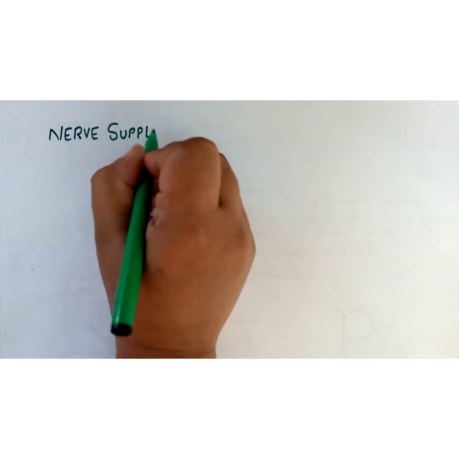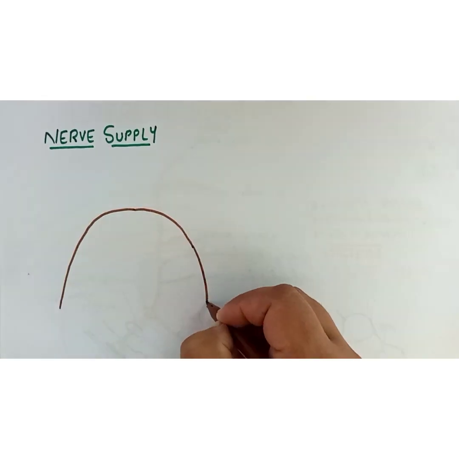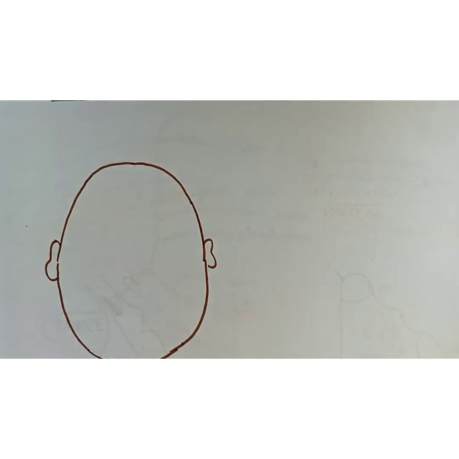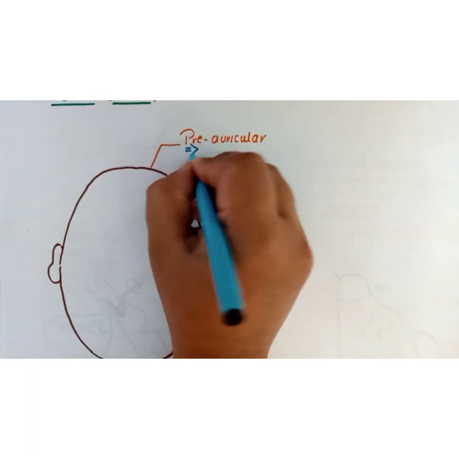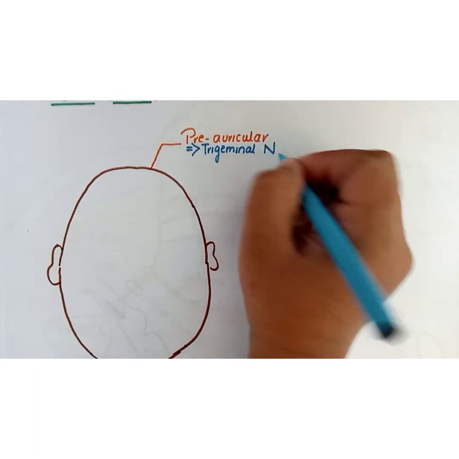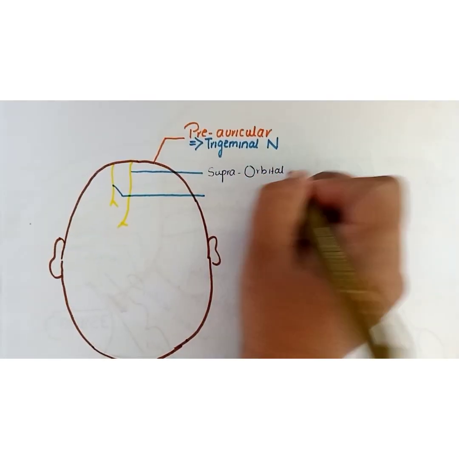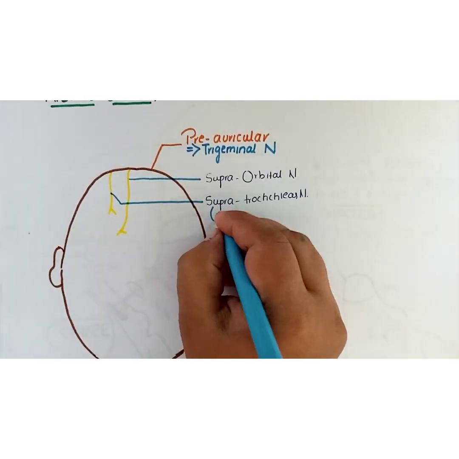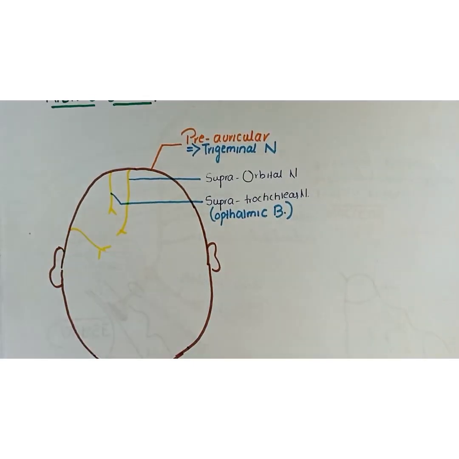Now I will explain about the nerve supply of the scalp. Here is the preauricular area of the scalp, means anterior area, anterior to the auricle, and the postauricular area. And the preauricular area is supplied by the trigeminal nerve, branches of the trigeminal nerve. Here are two nerves known as the supraorbital and the supratrochlear branch of the ophthalmic division of the trigeminal nerve, and they supply the sensory innervation.